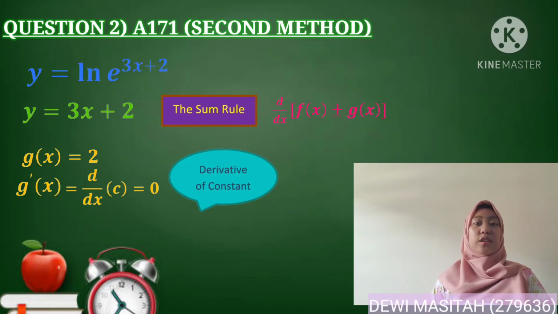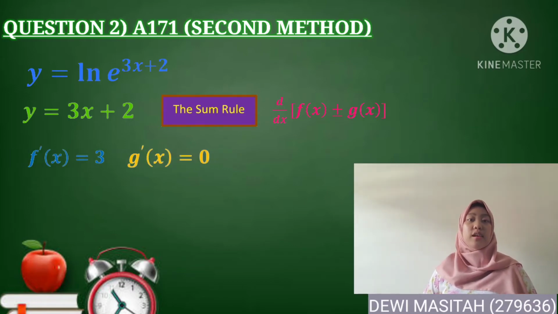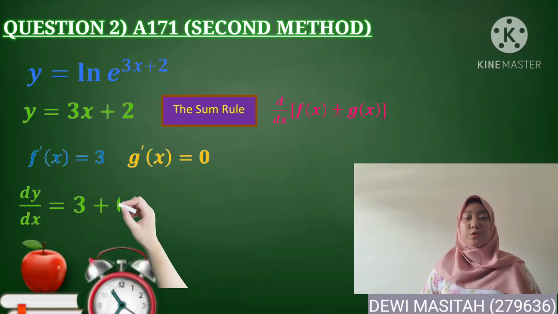which is the derivative of a constant. From this formula, it states that if the number is constant or there is no variable involved, the derivative of the function is equal to 0. Then for the next step, we just need to substitute the values of the derivative of f(x) and the derivative of g(x) into the sum rule formula. Therefore, 3 plus 0 is equal to 3.